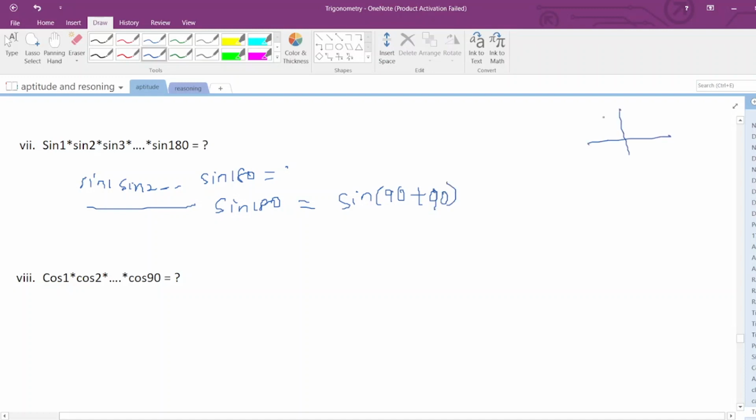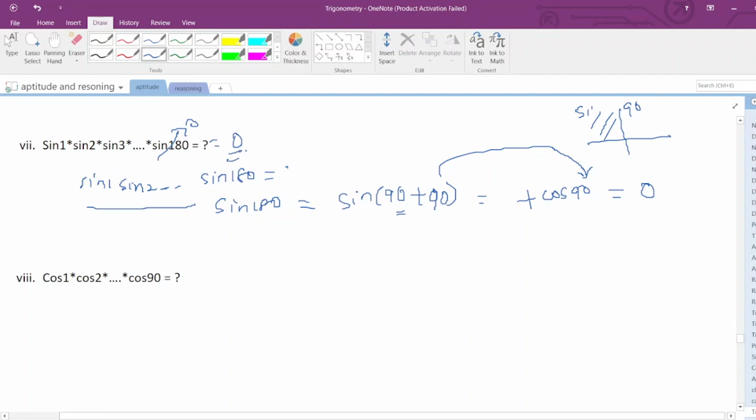Sin (90 plus theta) is in the second quadrant, right? In the second quadrant, sin is positive, and since it is sin 90, it becomes cos, and this theta stays here. So now tell me, cos 90 is 0. So the product has a 0, this sin 180 becomes 0, and everything becomes 0, so the answer is 0, right?